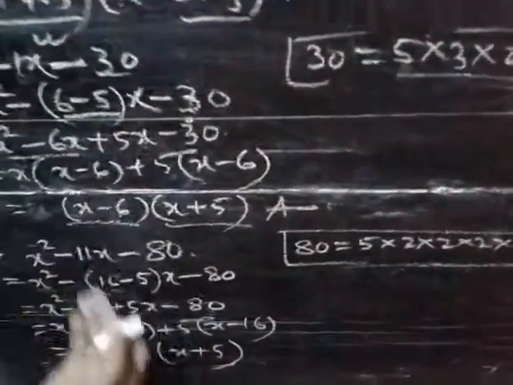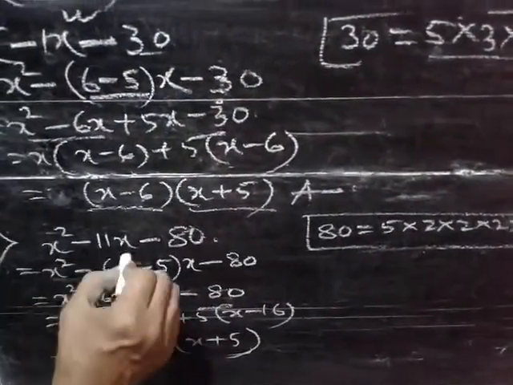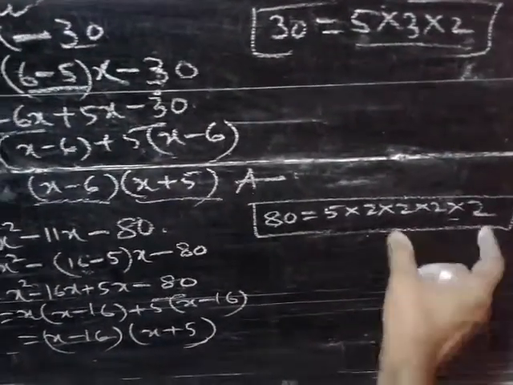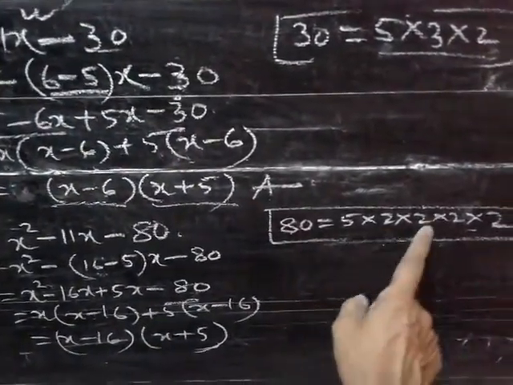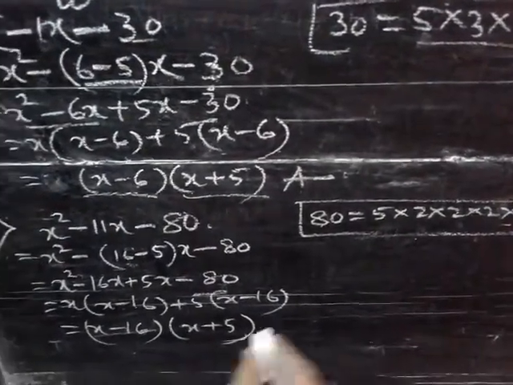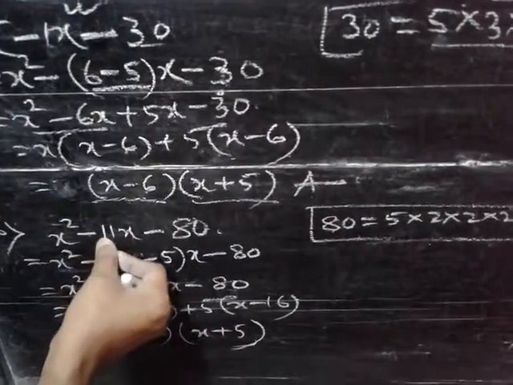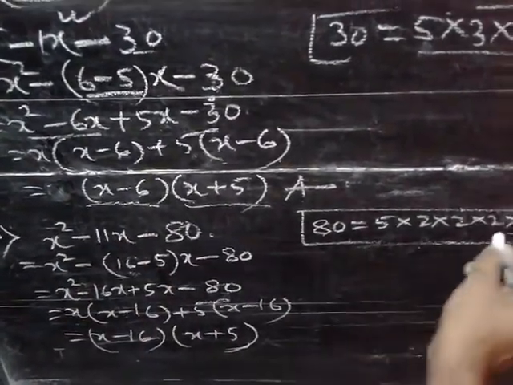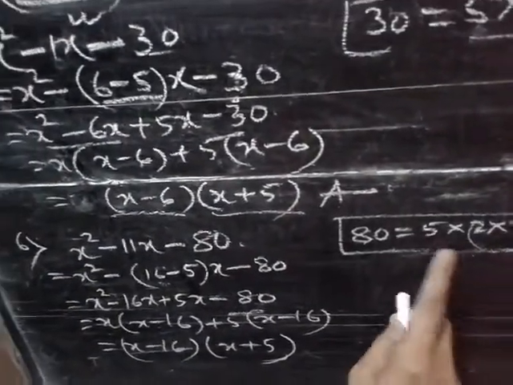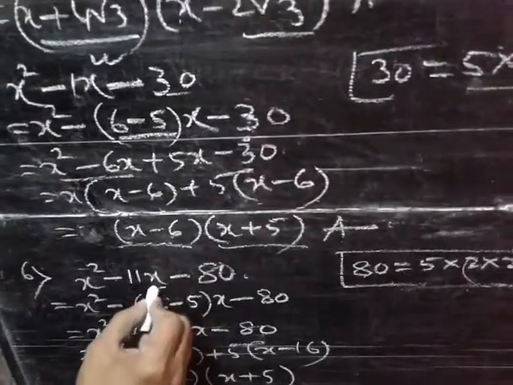See, this same problem I am showing you once again, another problem over here, that is x square minus 11x minus 80. 80 is split into its prime factors over here, that is 5 into 2 into 2 into 2 into 2, that is 5 into 16 is 80. So 80 you have to split into two terms, like 11 is required. So here see, this is 16 and 5. If you deduct 5 from 16, it is coming 11.